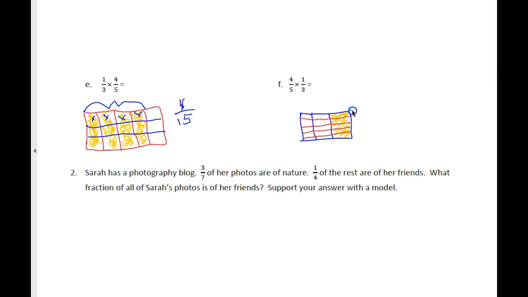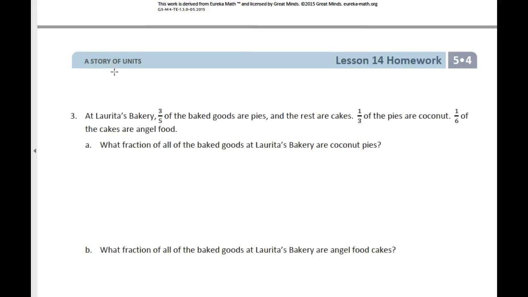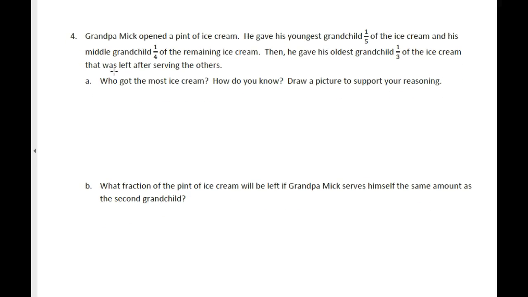We're not going to go all the way, just 4 of them. That's 1, 2, 3, 4 pieces out of 5 times 3 is 15. So we got the same thing on both of these. And remember, when we've done it before, it doesn't matter whether you multiply 1/3 or 4/5 first, you get the same thing. All right, let's take a look at a word problem that's got some ice cream in it.